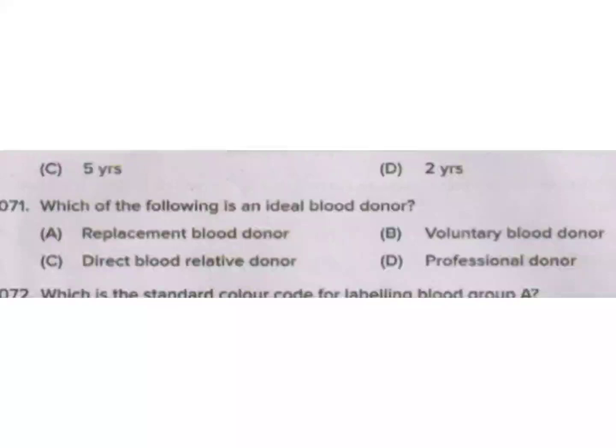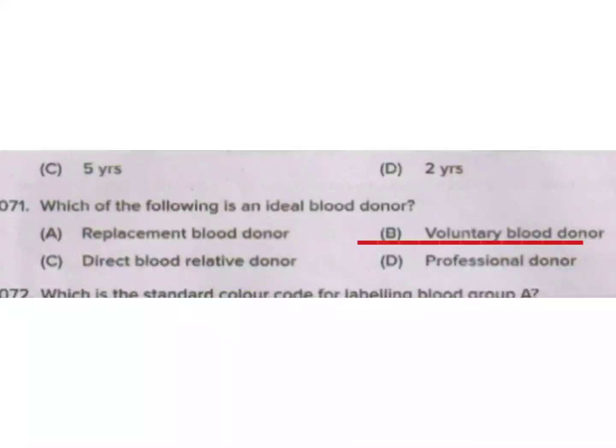Next question. Which of the following is an ideal blood donor? Option A, replacement blood donor. Option B, voluntary blood donor. Option C, direct blood relative donor. Option D, professional donors. The answer is option B, voluntary blood donors. Voluntary blood donors are the minimal risk blood donors.